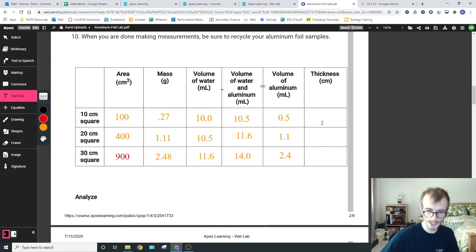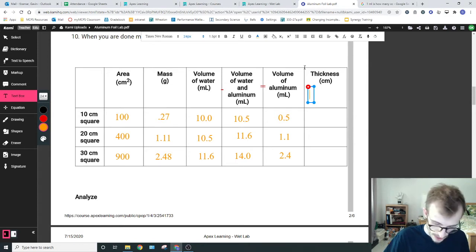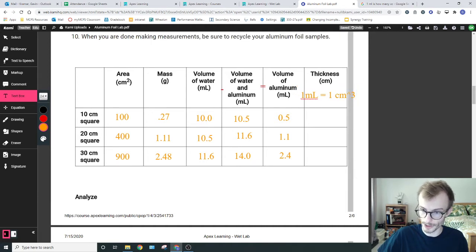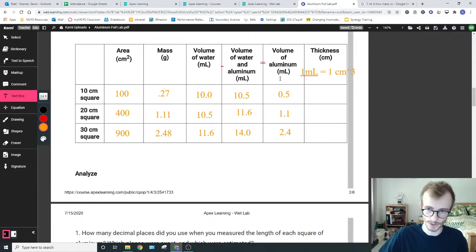So for calculating the thickness, we're going to have to do a little bit of math. So this is what we're going to show next. Okay, so to measure the thickness, the thing you need to know is that 1 milliliter is the same thing as 1 centimeter cubed, which means that if I know the volume in milliliters, what I really know is also the volume in centimeters cubed. The area is in centimeters squared. So if I take my volume and divide it by the area in centimeters squared, let's just do the first one for an example.